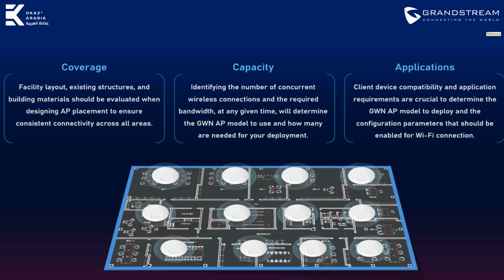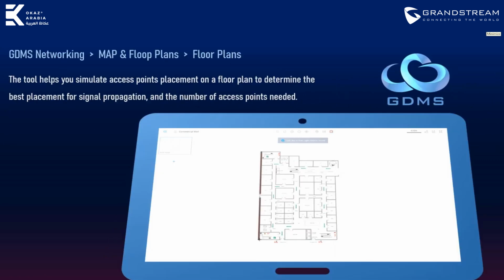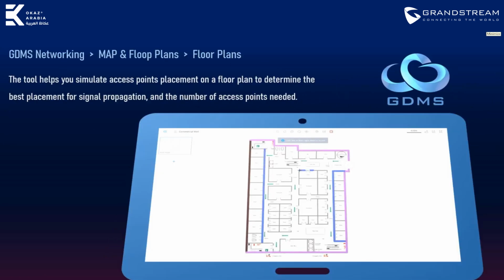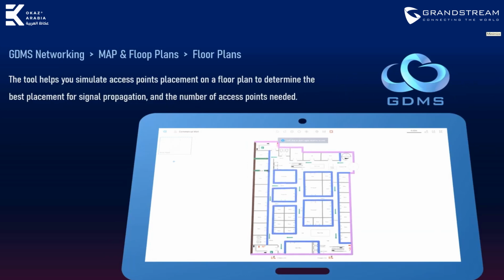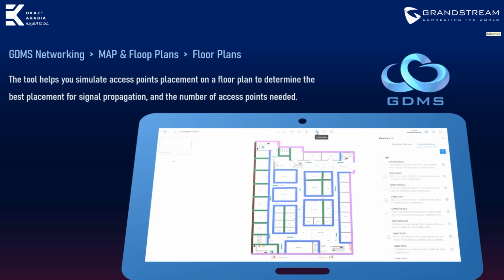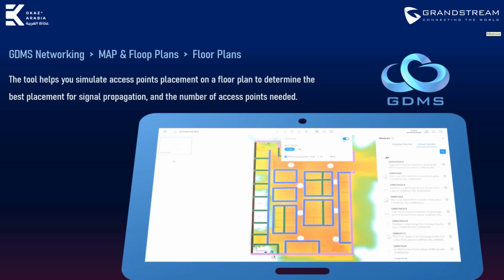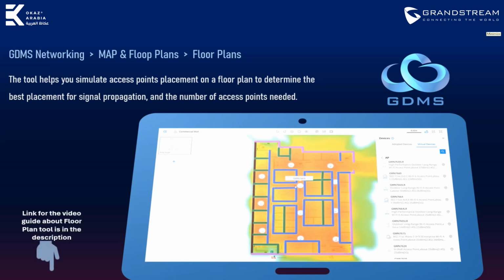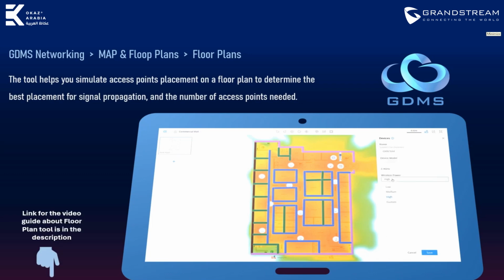a wireless network. The Grandstream Cloud Platform, GDMS Networking, offers the floor plan tool that can help with your predictive site survey. It can be used to create an approximate representation of the wireless signal strength and coverage within a physical location. The tool helps you simulate access points placement on a floor plan to determine the best placement for signal propagation, coverage area, and the number of access points needed. To watch the full video guide of the GDMS floor plan, please use the link in the description.